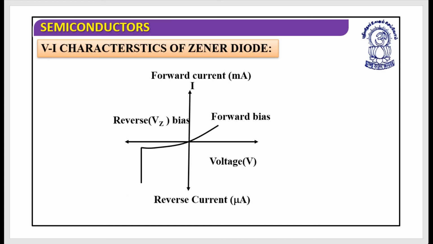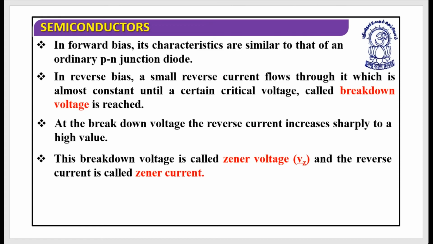Let's look at the VI characteristics of the Zener diode. On the x-axis I have kept the voltage, and on the y-axis the current. The current will be in milliampere, and the reverse current will be in microampere. As you can see, the forward bias characteristics are almost the same as a normal PN junction diode. But in the reverse bias characteristic, there is a very sharp breakdown voltage, and at that voltage the current increases abruptly. This is the VI characteristics of the Zener diode.